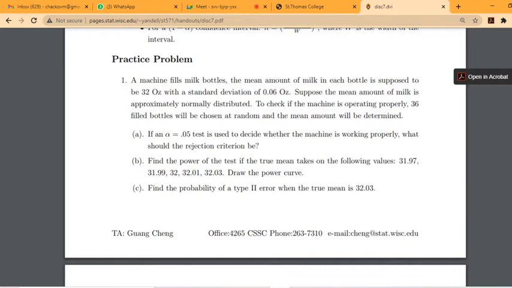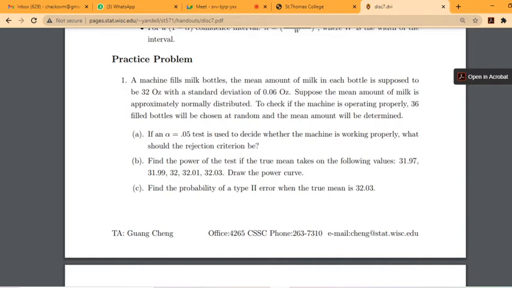So what are the given conditions? The assumed mean amount of milk is 32 and the standard deviation is 0.06. There are 36 filled bottles which are selected at random as a sample. If an alpha equal to 0.05 test is used to decide whether the machine is working properly, what should the rejection criterion be? So we have to determine the rejection region for the significance level alpha equal to 0.05.